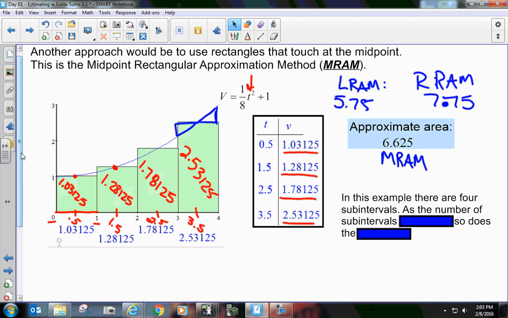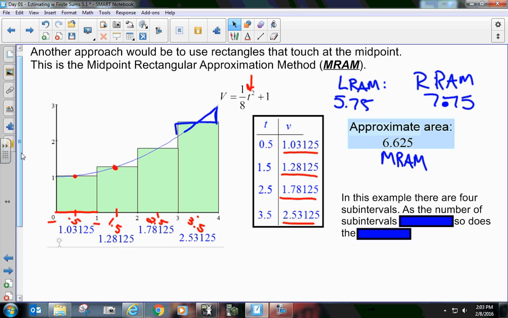Okay? So, I just want to bring one more thing up that's pretty important. In this example right here, the LRAM, the RRAM, and the MRAM, there are 4 subintervals. Our subintervals, what do you think those are? Yes. Okay? It's the number of subintervals. It's what you're breaking up the area into. There are 4 rectangles here. Okay, so there are 4 subintervals. That's what we're going to call it.